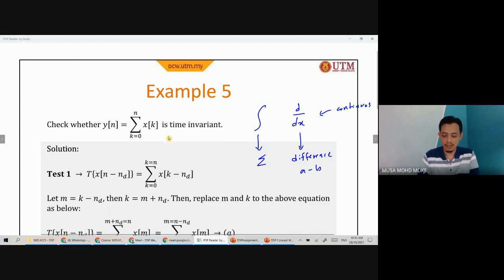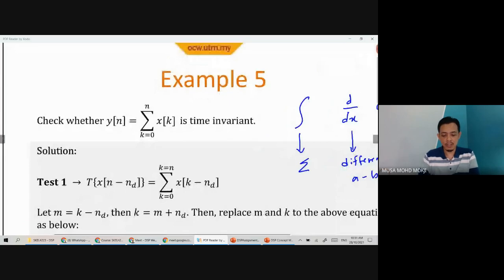Everything we use is this. Okay, this is a summation. So what is this? This is y[n] equals the summation of x[k], where k is from 0 up to n. Okay, so you need to know what this equation means, because this is quite basic.